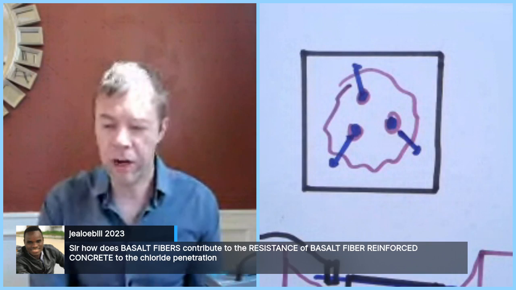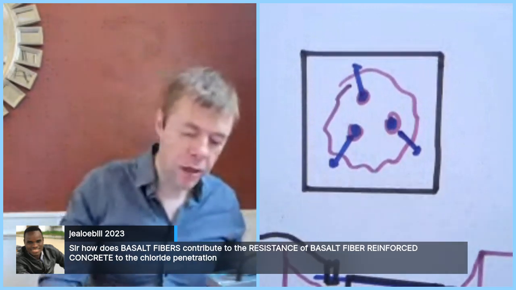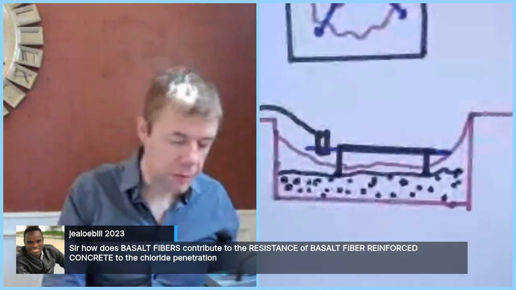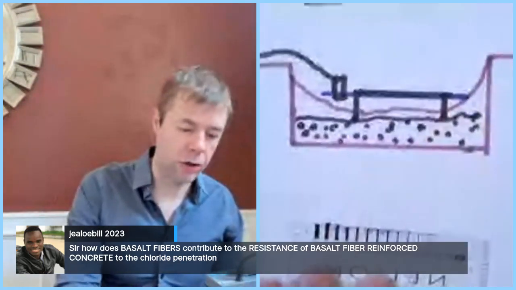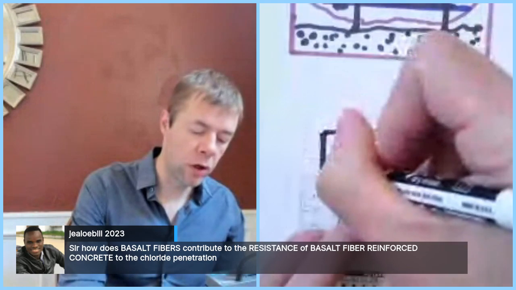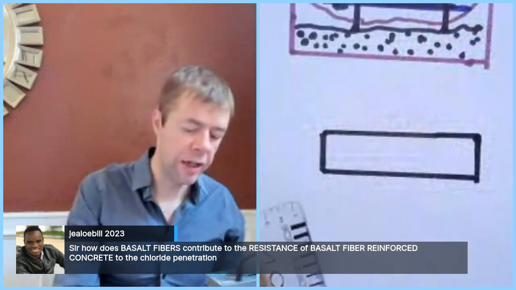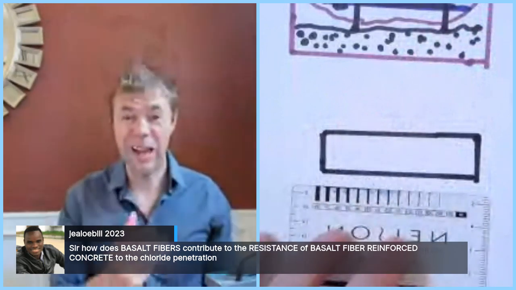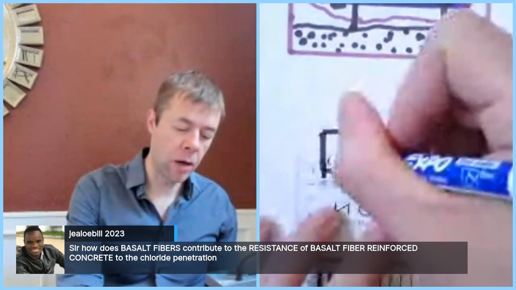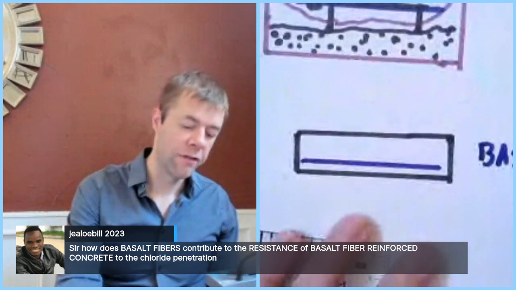So they ask, how do basalt fibers contribute to the resistance of basalt fiber-reinforced concrete to chloride penetration? Let's just talk about this in general. What this gentleman is asking about is sometimes we make concrete beams, and we're worried about corrosion in those beams. One of the tricks that you can use to deal with that is you can use non-steel rebar. One that people talk about right now is basalt fiber.